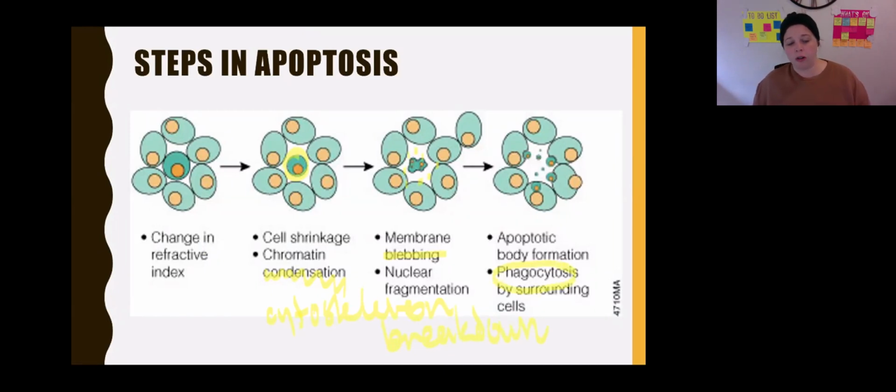So if you're not sure on what I'm saying here, then you need to stop and go back and revise apoptosis. We're in your notes on page 10 at the moment, and the notes that go through the steps in apoptosis are on page 7.